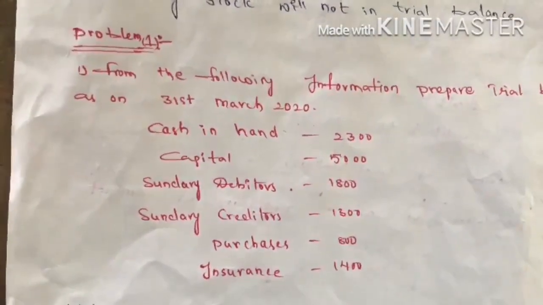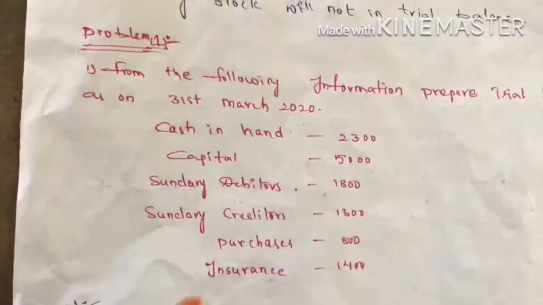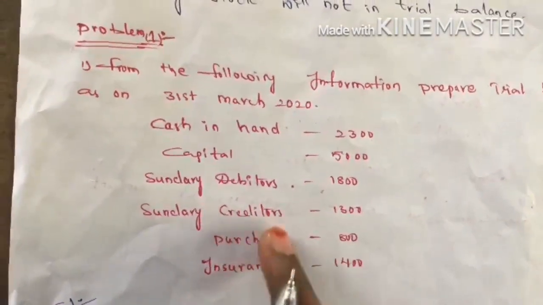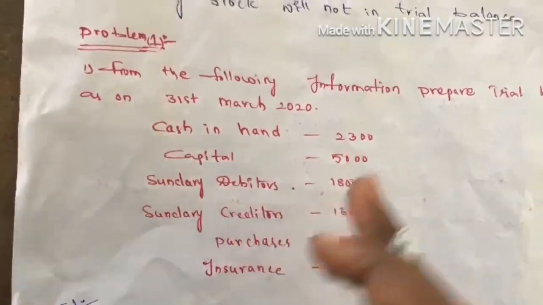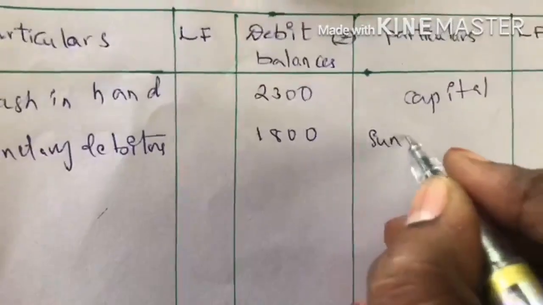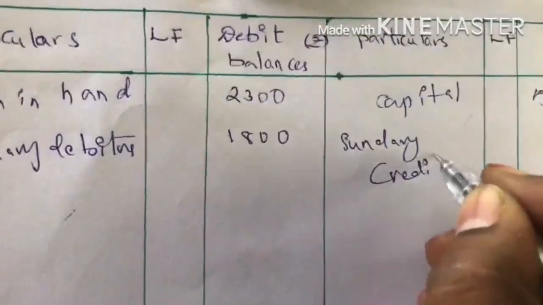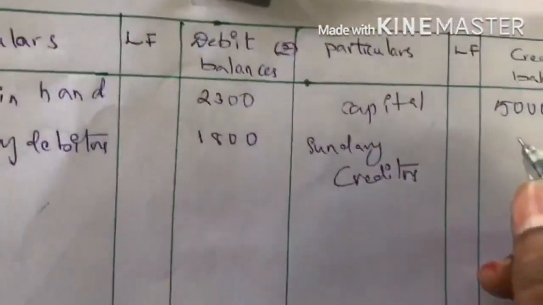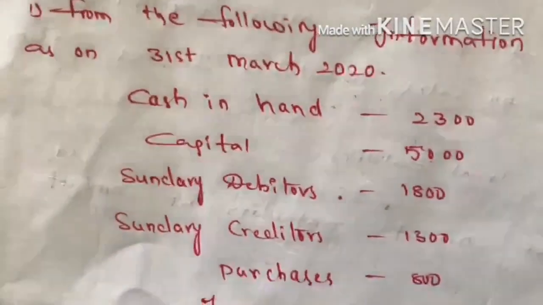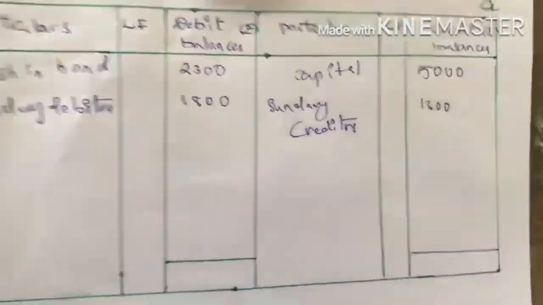The next one, sundry creditors. In the name of sundry creditors, you write it on the credit side. Sundry creditors. How much is the amount? 1300. You can write here 1300.